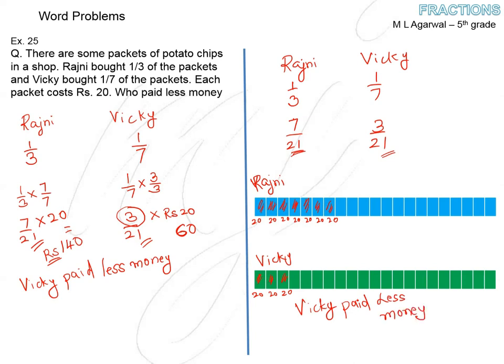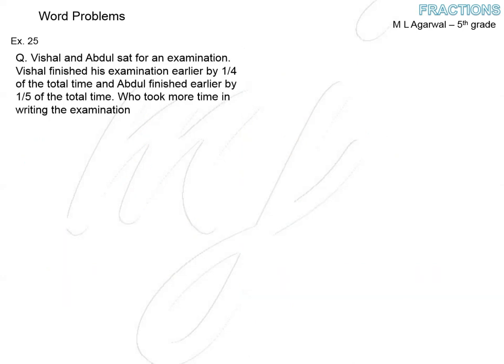Let us now target another problem. Now Vishal and Abdul sat for an examination. Vishal finished his examination earlier by 1/4 of the total time. Now they are saying total time, but how much total time? We don't know. So if you remember in the slide earlier, we had told that if you don't know, you can assign a variable or say a certain time. So we will do that now in this example. And Abdul finished earlier by 1/5 of the total time. So the total time is same for both these persons, Vishal and Abdul. Who took more time in writing the examination?